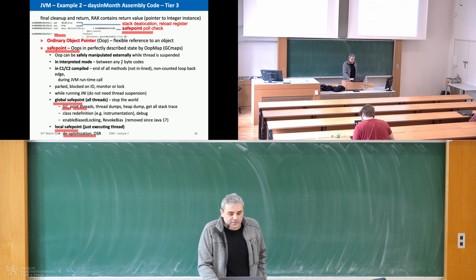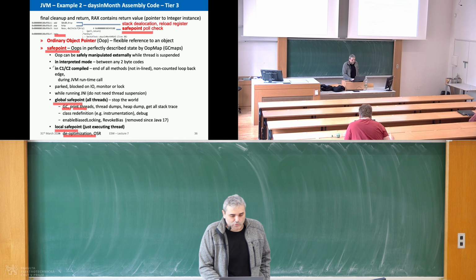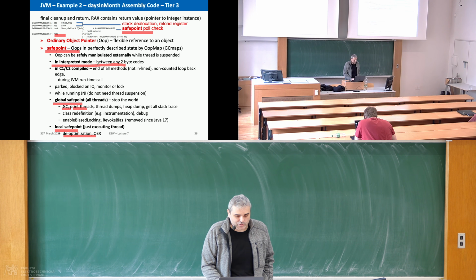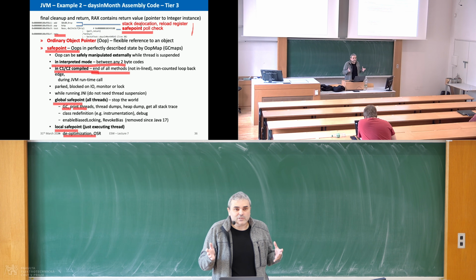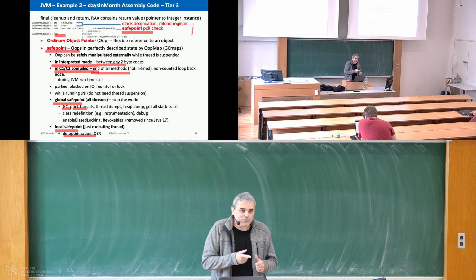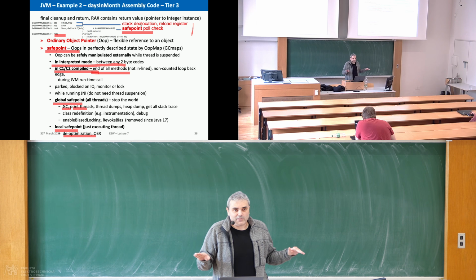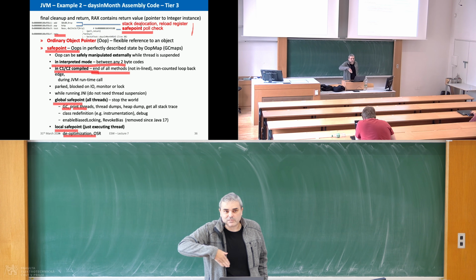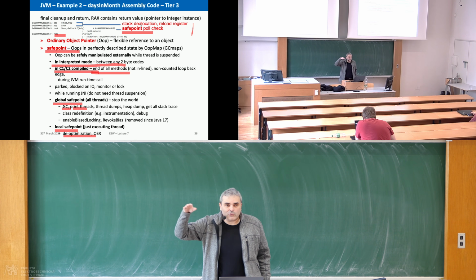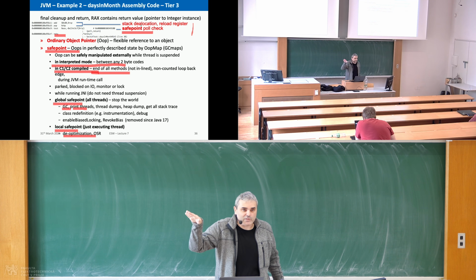Where is the save point? In interpreted mode, between any two bytecode instructions; in C1 and C2 compiled methods, by default, at the end of all methods. That's what we see here: at the end of our methods, a save point poll check. Why? Because you don't need a special description of where the OOPs are, since an OOP could only be in the AX register as a return value. If that method returns a pointer, it's at AX at that moment. Everything else, all local variables, has disappeared, and input arguments are no longer needed, so at that moment a save point is possible.